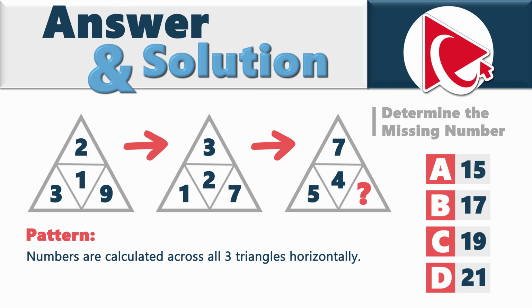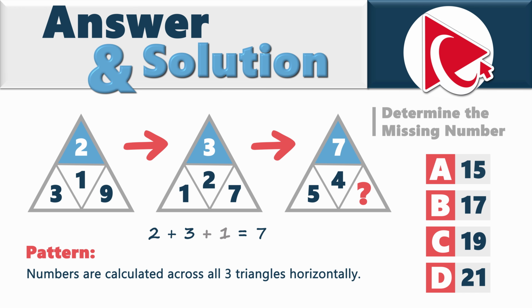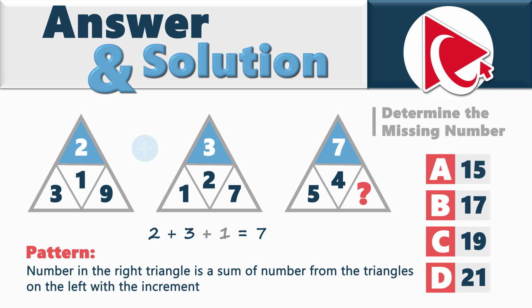On the top of three triangles, there are numbers 2, 3, and 7. 2 plus 3 plus 1 equals 7. So the pattern here is that the number in the right triangle is the sum of numbers from the left and the middle triangles with addition of the increment.